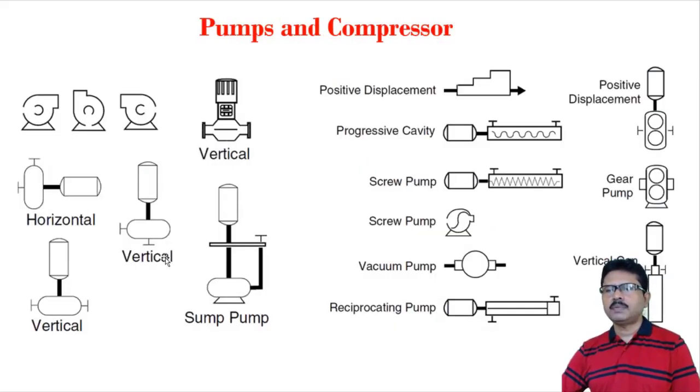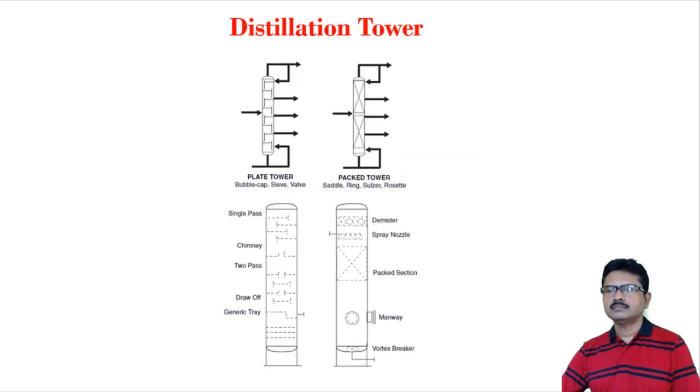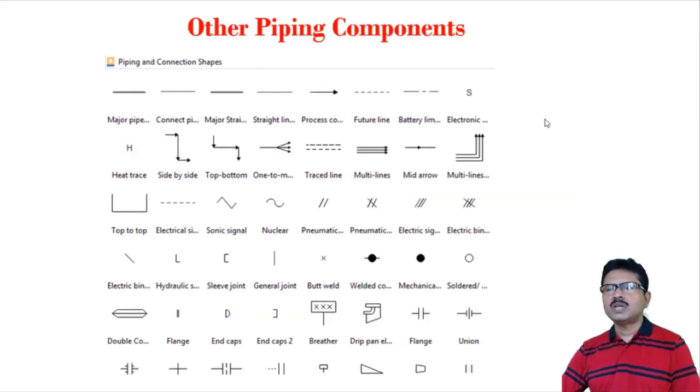There are different pump and compressor symbols. This is a horizontal pump, vertical pump, sump pump. There are different compressors, positive displacement, progressive cavity, screw pumps, vacuum pump, etc. There are the different symbols of drums or vessels. Here are the symbols of distillation tower. These are symbols of different piping components. It is not possible to explain every one, so please pause the video and see the symbols.